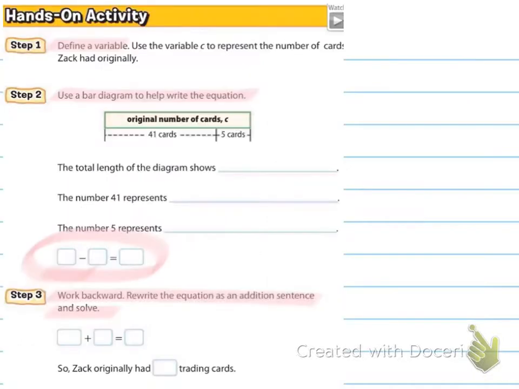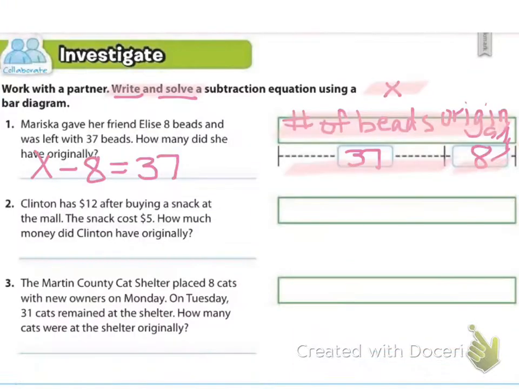Now going back, it says to work backwards to rewrite the equation as an addition sentence and solve. And so to work backwards, I could say 37 plus 8 equals x. And if you do 37 plus 8, you'll find that x equals 45. And that's how we work it out.